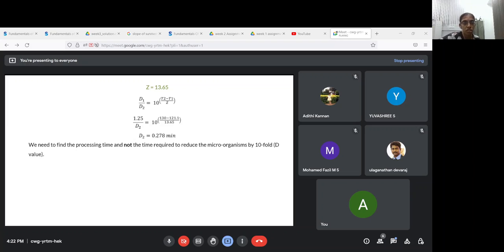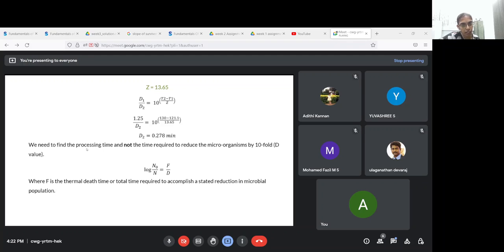So we need to find the processing time and not the decimal reduction time. How you find the processing time is that log N0 by N is equal to F by D. Only when you have a log can you use the term D, and instead of time we are using F because we are talking about the entire processing time here. When you are talking about the entire processing time, you can substitute t as F. So k will become 1 by D and time will become F.